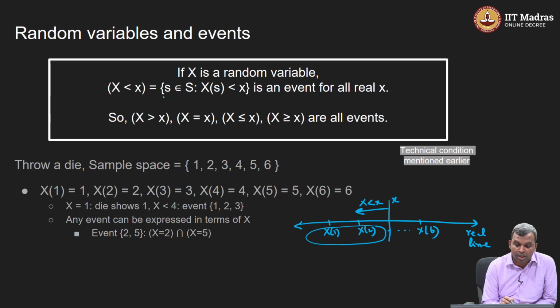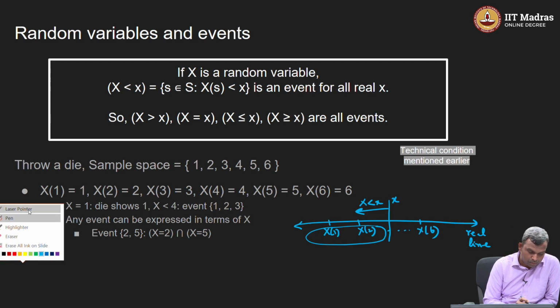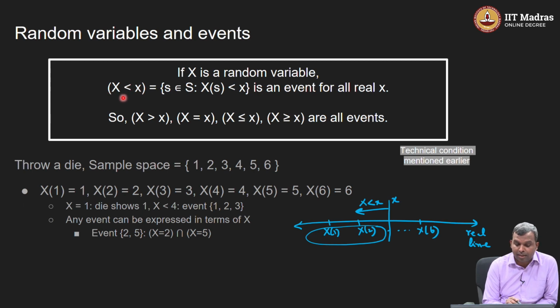So, that is exactly what is given here. The event X less than small x is actually a subset of the sample space. It contains all outcomes which result in the value of the random variable X being less than that small x.